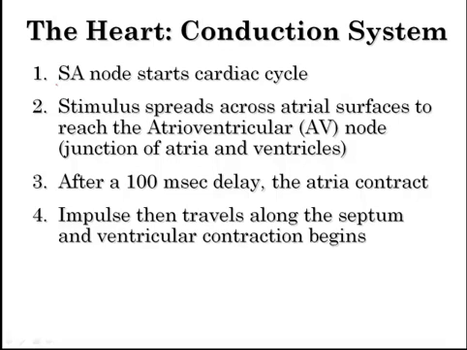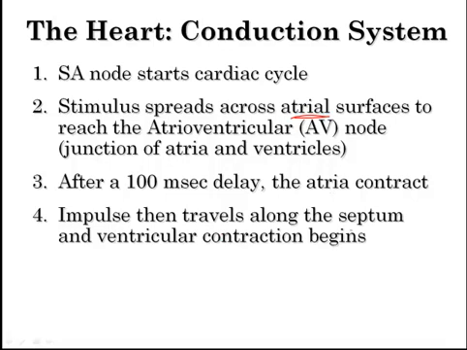The way that this works, the SA node, the sinoatrial node, is going to start the cardiac cycle. Like I said, more than once per second, it is going to send out an electrical impulse, just like your nervous system does. That stimulus is going to spread across both of the atria, and that's going to make them contract. Then you have the atrioventricular node. This is the spot between the atria and ventricles, and that's going to open up your valves. The atria contract, pushing the blood down into the ventricles.